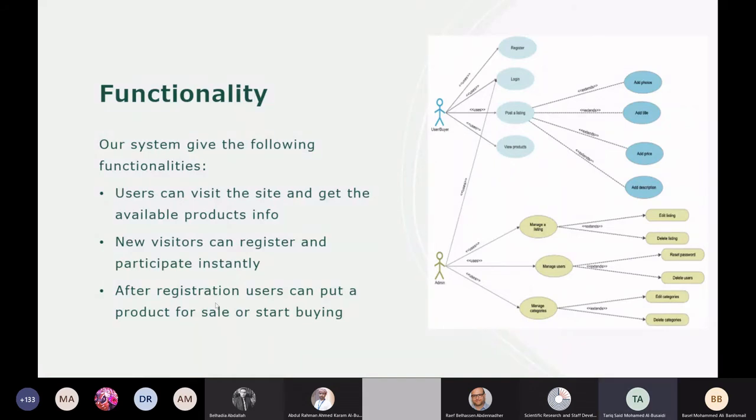After registration, a user can put a product for sale or start buying simply. So it is that easy for anyone to join this application. As we see here, the user and buyer can register, then log in. After successful login, he will be able to post a listing and add a photo, title, price, and description of the product. And of course, he doesn't have to register to view the products.